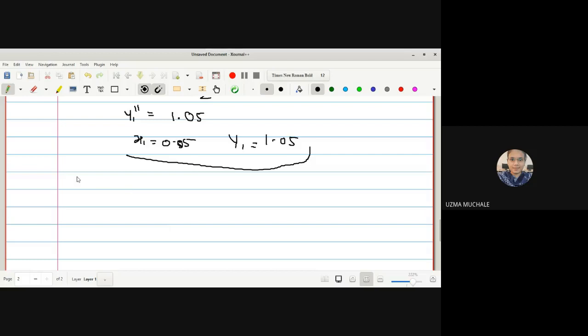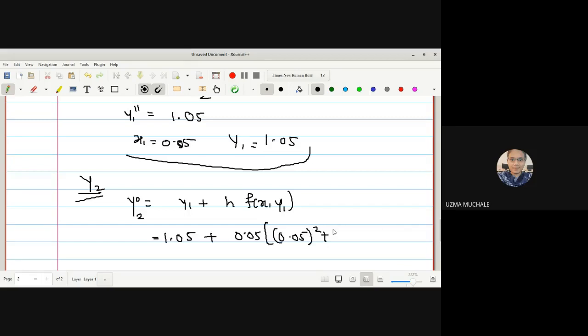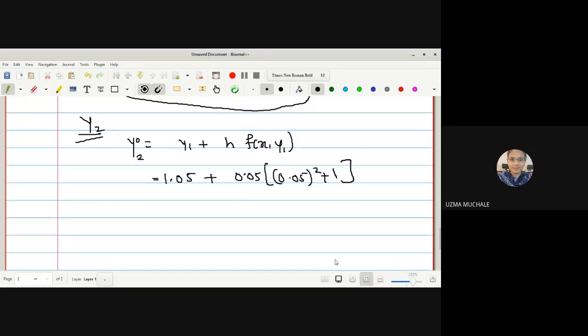Now let us proceed to find the value of y2. To find y2 we first have to find y2 raised to 0, by using Euler's formula: y1 plus h f of x1 y1. The y1 value we have got just now is 1.05, plus 0.05 into x1 square plus 1, where x1 is 0.05. Tell me, what is the value of y2 naught we are getting?